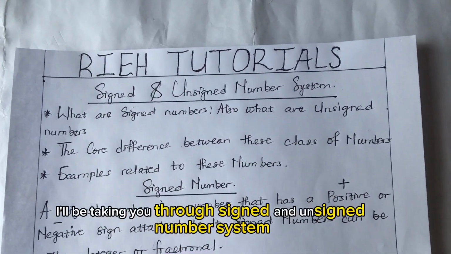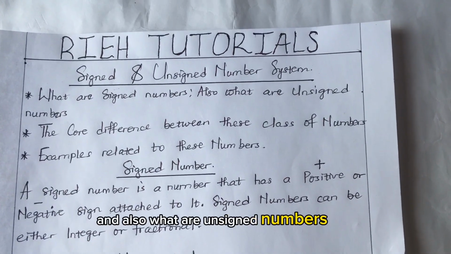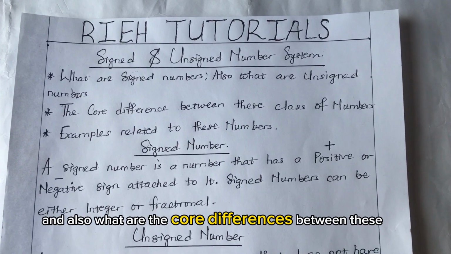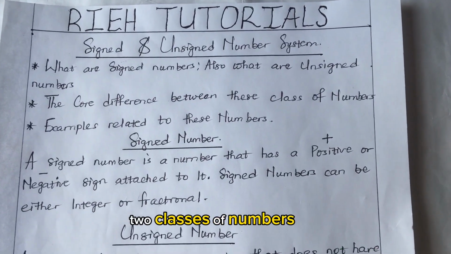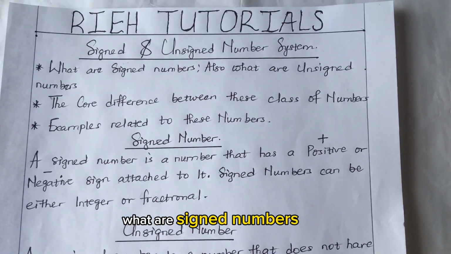In this video, I'll be taking you through the signed and unsigned number system. The questions are: what are signed numbers, what are unsigned numbers, what are the core differences between these two classes of numbers, and what are examples related to these numbers? So first and foremost, what are signed numbers?